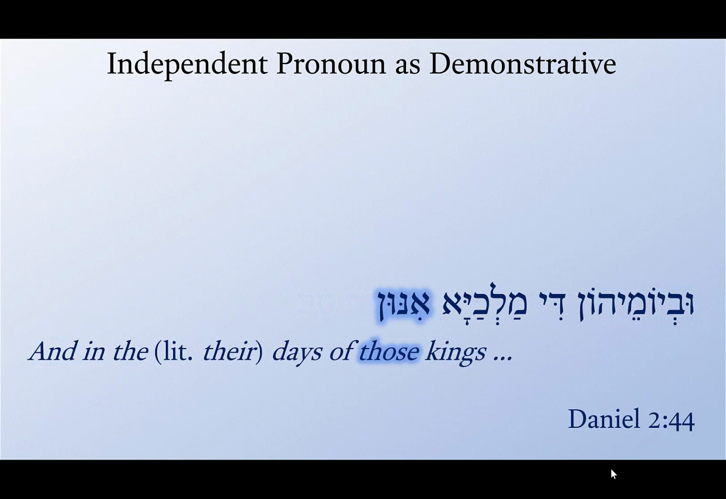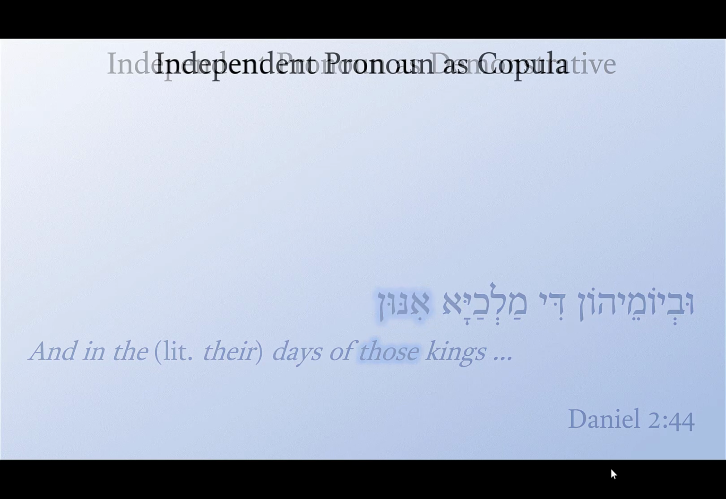And here is a plural example. "And in the days of those kings." So I put in parentheses there because you can see the suffix on the first word representing the suffix pronoun there. So "in the days of those kings." Otherwise it'd be "the kings they." Well, who are they? Well, it's really in context those kings in this case. So both singular and plural, the independent pronoun can serve as a demonstrative in context.